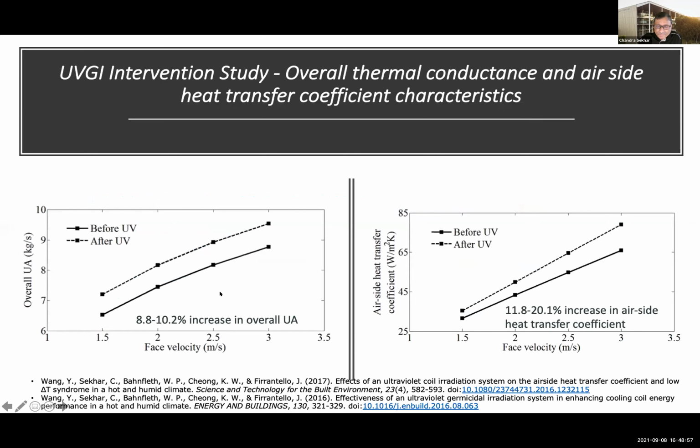The idea was, when you place a UV system downstream of a cooling coil, what does it do? It keeps the coils clean. It helps in energy performance. That's what we see here. On the Y-axis, overall thermal conductance after the UV is higher. And again, the air side heat transfer coefficient increases after the UV. So UV really helps to keep the coils clean.